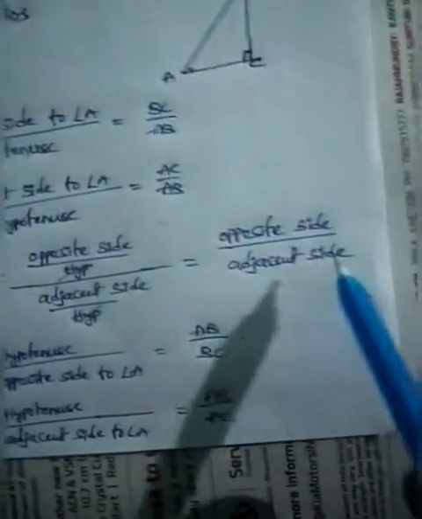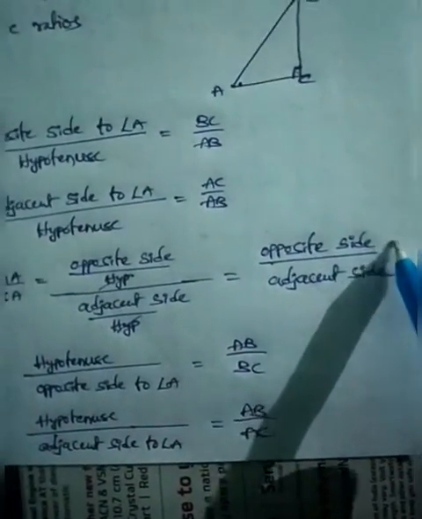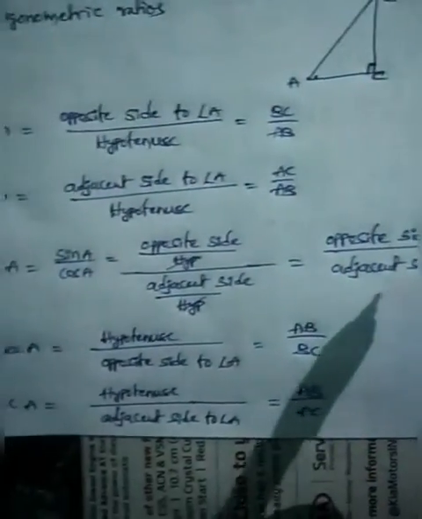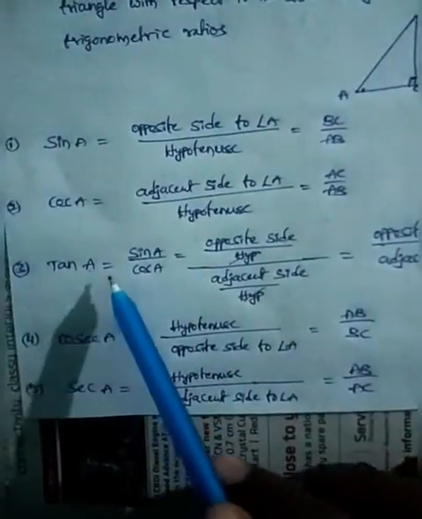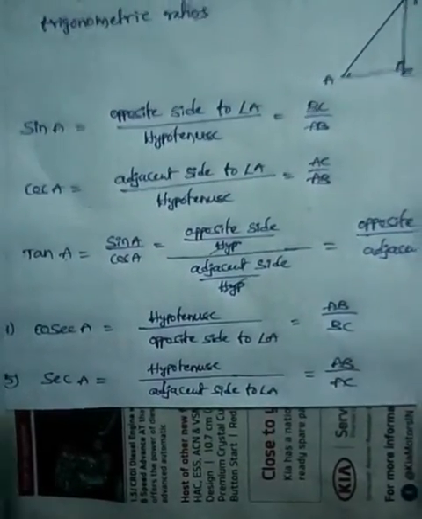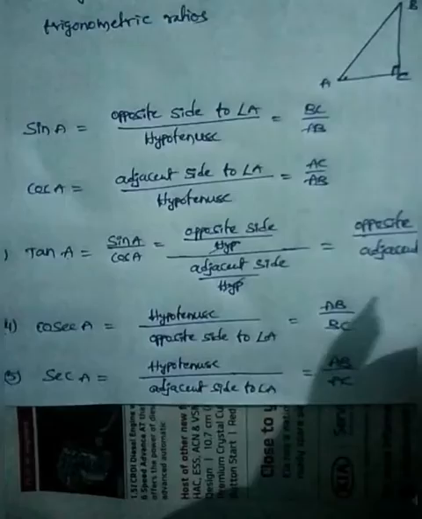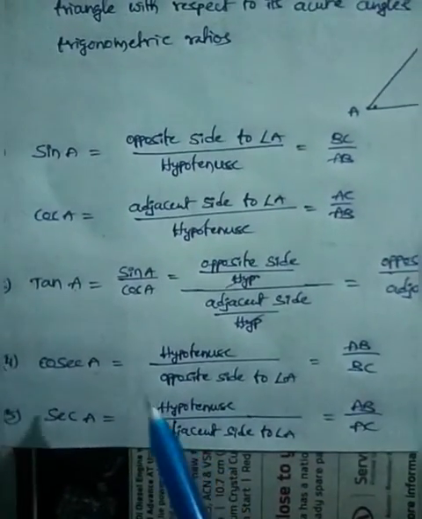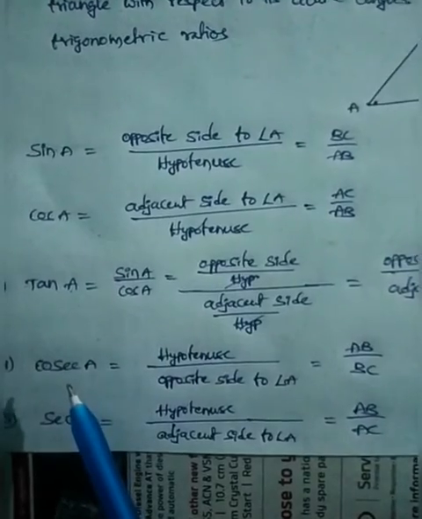The remaining values are the opposite side to angle A by the adjacent side to angle A, or you can write opposite side by adjacent side. So tan A means opposite side to angle A by adjacent side to angle A. Simply we can say that the tan formula is opposite side by adjacent side. Now, cosecant A.